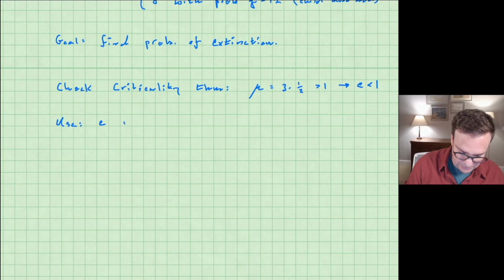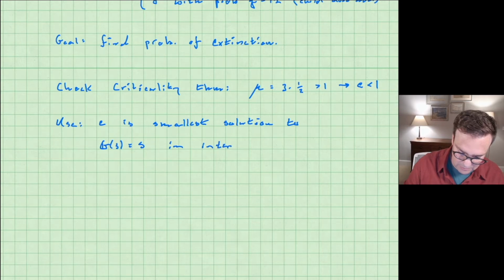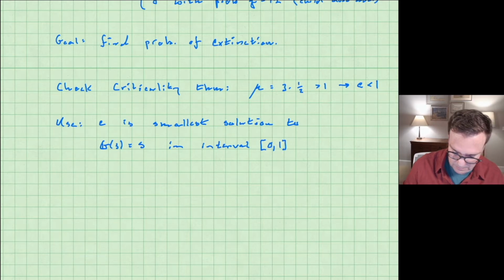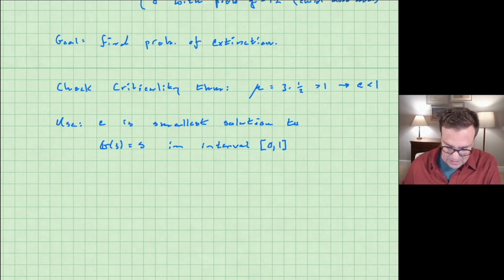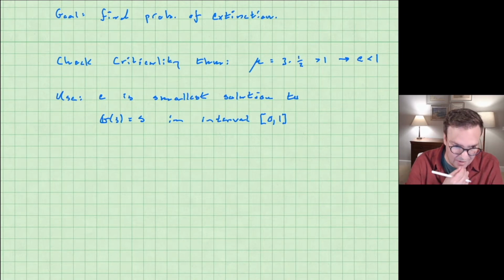E is the smallest solution to G of S equals S in the interval 0 to 1, right? And so we're going to find out what G is, and then we'll just find E by setting G of S equal to S, right? And so this is pretty simple to do.